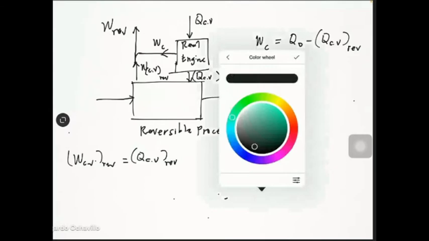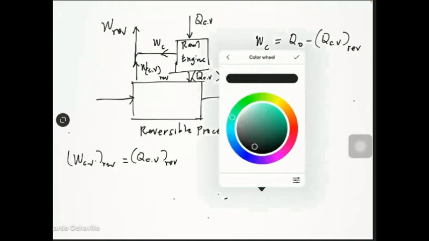Okay, that is M2 (U2 plus V2 squared over 2 plus GZ2), minus M1 (H1 plus V1 squared over 2 plus GZ1).